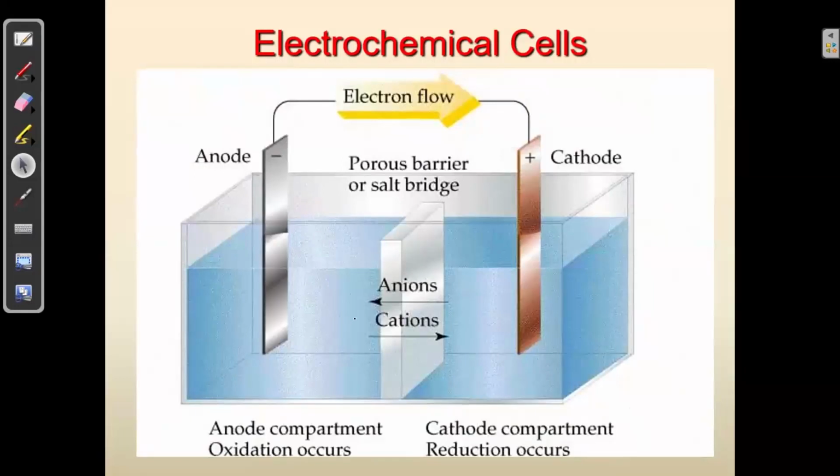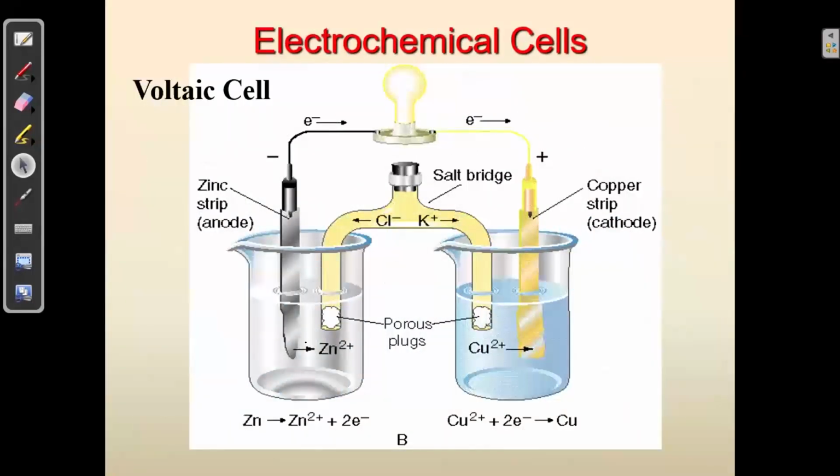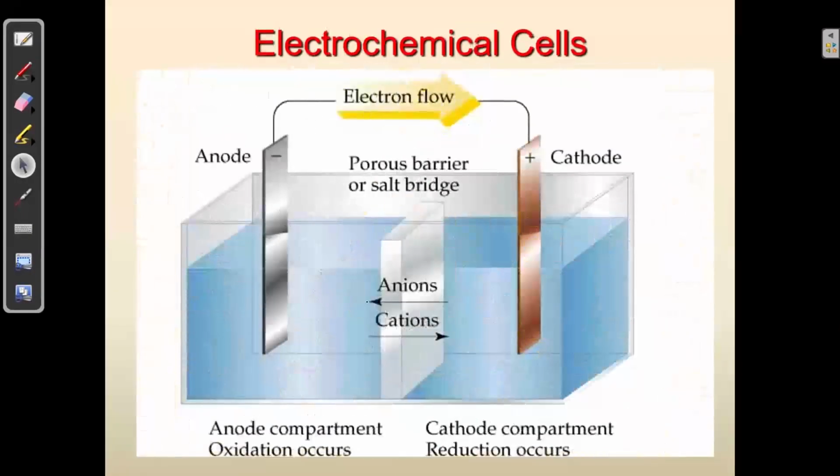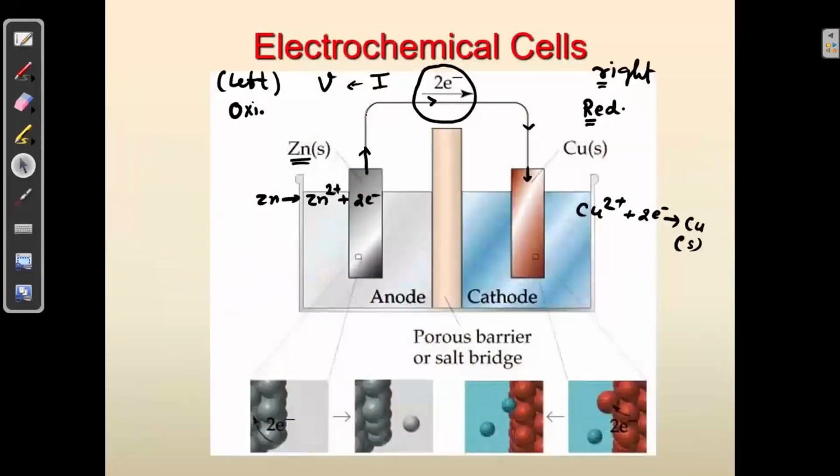This is a simple setup of an electrochemical cell. We will learn this as a class. Now let us understand what a salt bridge is. In the diagram here, the electric current is flowing. The electrons are moving from zinc to copper, so the direction of current will be opposite to the flow of electrons.